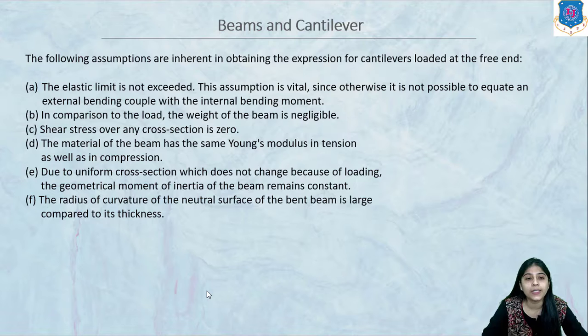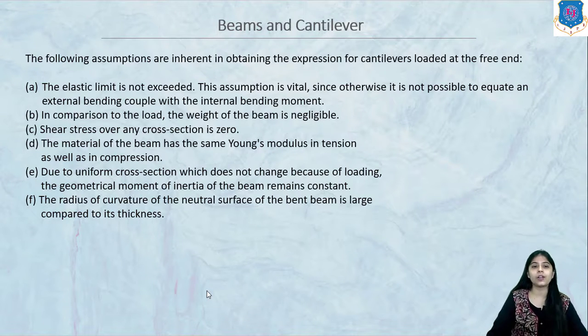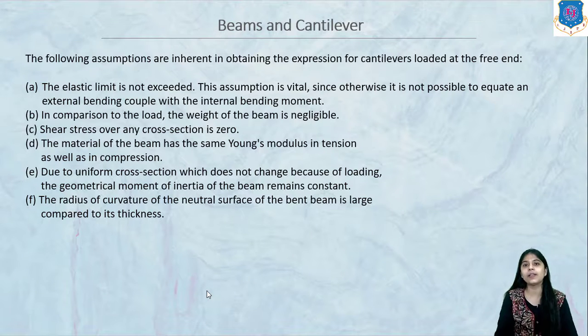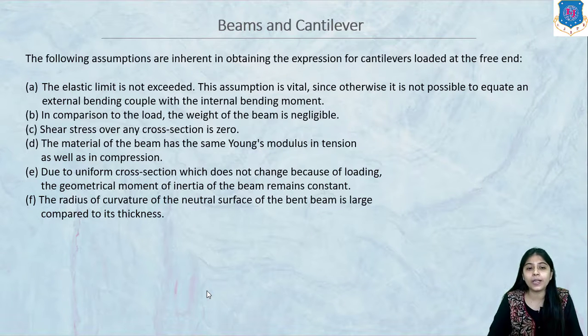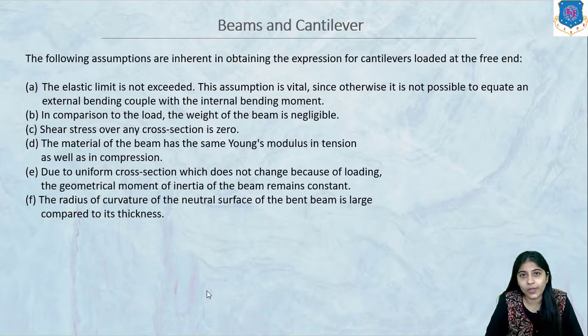Then the radius of curvature of the neutral surface of the bent beam is large compared to its thickness. This is the last assumption. What does the neutral surface mean? That I will explain in the next slide. So the radius of curvature of the neutral surface of the bent beam is large compared to its thickness. These are the six very important assumptions that you have to consider in order to find the expression for cantilevers.